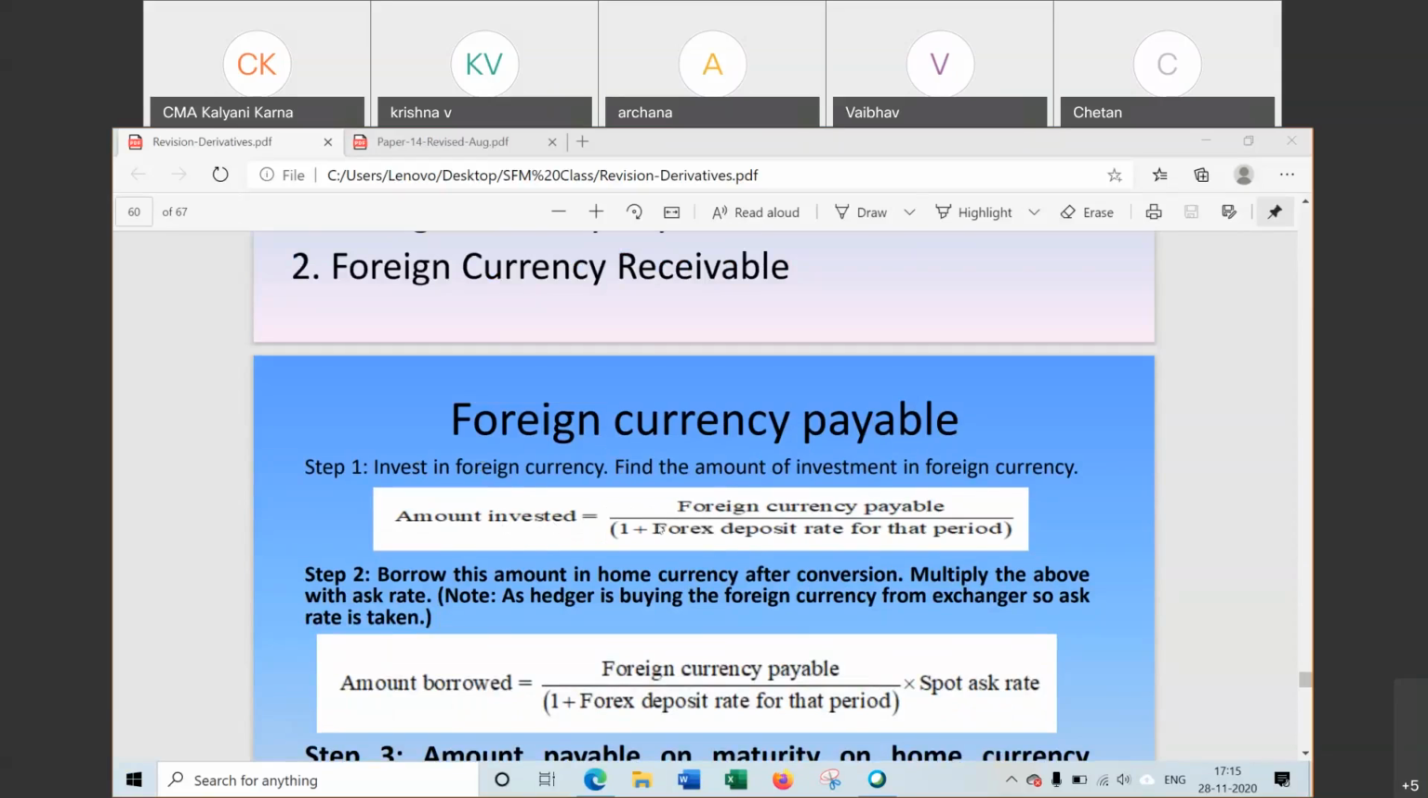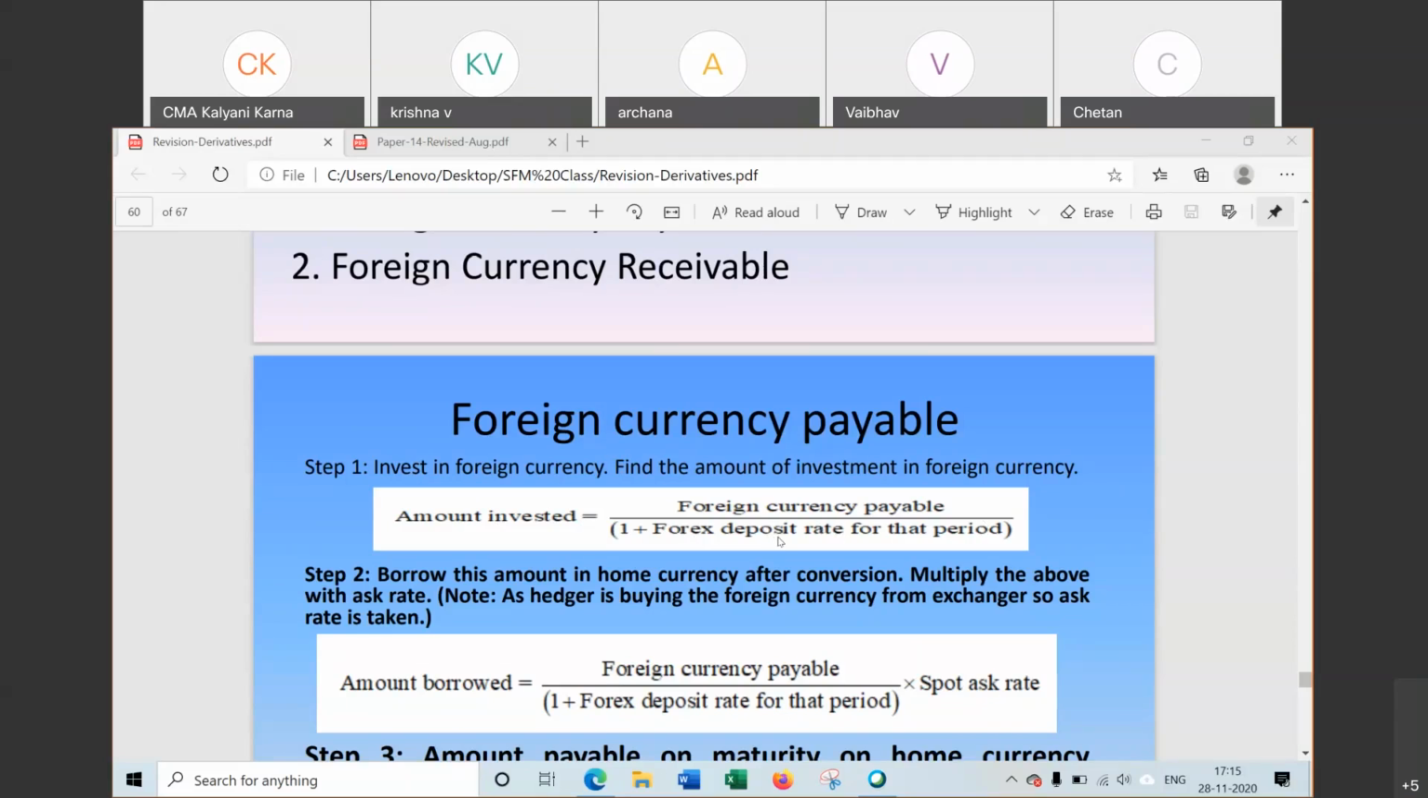Step 1, find amount invested. How to find this one? Foreign currency payable divided by, if this one is investment, so take forex deposit rate, and don't forget to take the forex deposit rate for this period only.